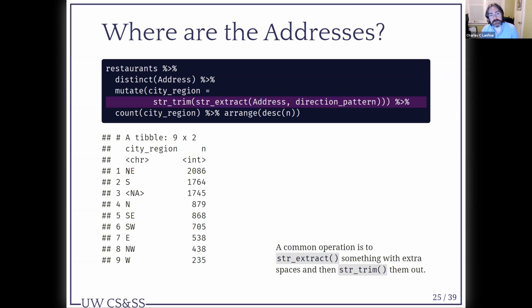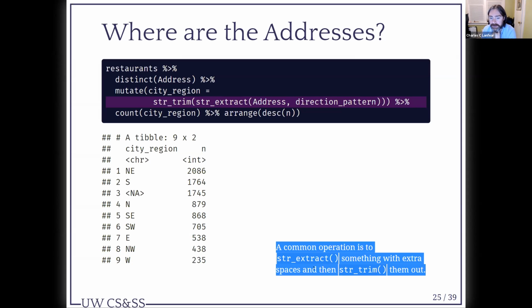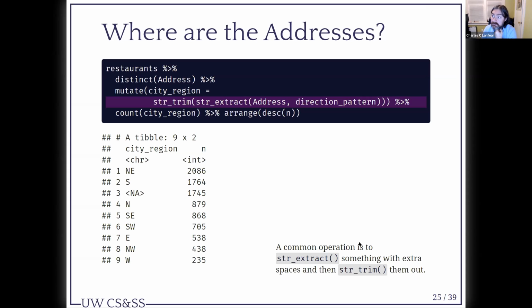What this indicates is that most restaurants in the data are in the Northeast region, which makes sense. It's the largest section of Seattle, followed by South. NA is the center of the city where there are no directionals. Then North, Southeast, Southwest, East, Northwest, and West. Okay, so we've used this to create something moderately useful. As was suggested earlier, it's really common to string extract something with a space and then trim out the spaces. It's the easiest way to do it.